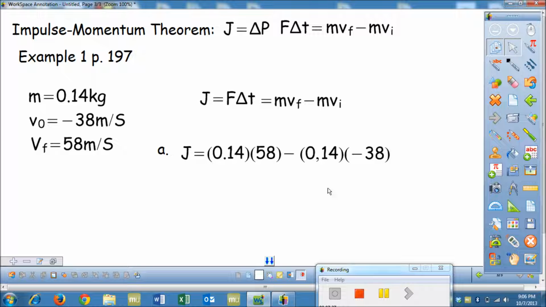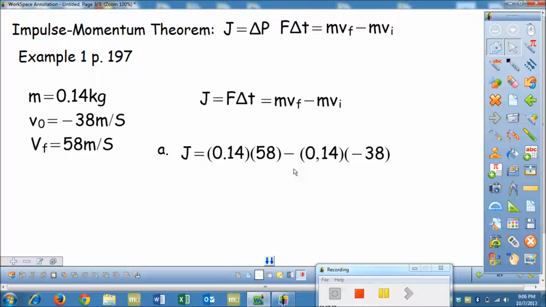Okay, so let me get out my calculator here. And this is tricky because what you're really ending up with is subtracting a negative, right? This is 0.14 times negative 38. That's a negative number. So we're subtracting a negative number. That's just like adding a positive number.